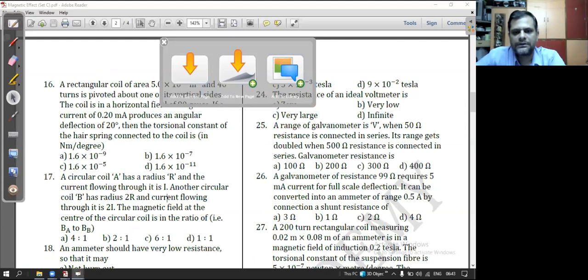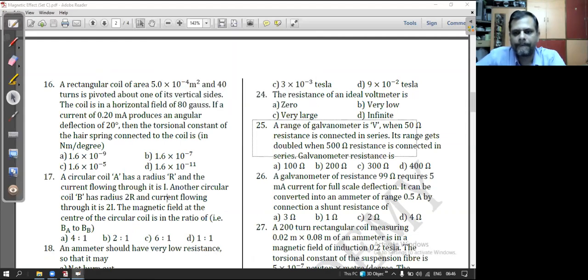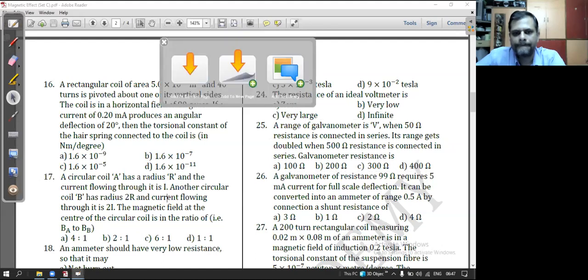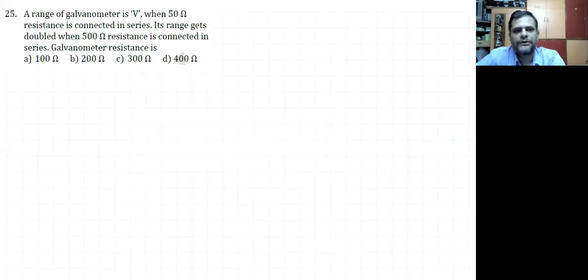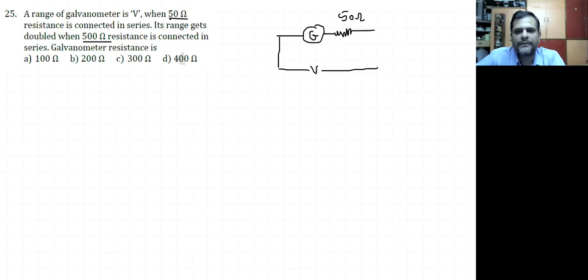Let us see this question number 25 here. Range of voltmeter is V when 50 ohm resistor is connected in series. Its range gets doubled when 500 ohm resistance is connected in series. What is the galvanometer resistance? Okay, so suppose this is the galvanometer, and when a resistance of 50 ohm is connected in series with this galvanometer resistance, then its range becomes V. Okay, उसका range जो है वो V बन रहा है, ठीक है.